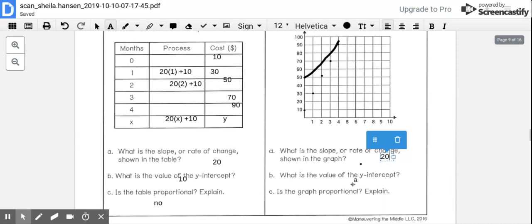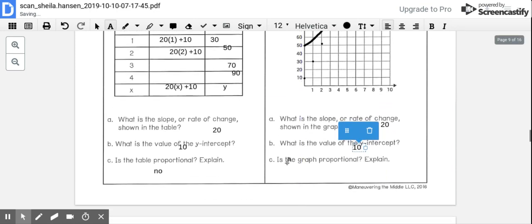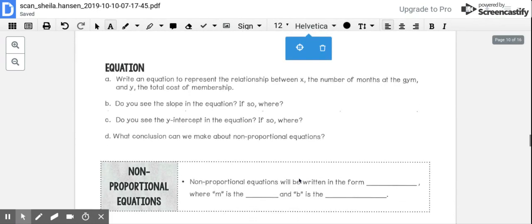What is the value of the y-intercept? That would be this. It would be 10. And then is it proportional? We know it's not. You should write down why it's not so you can refer back to this. You could say the graph doesn't go through the origin. It starts at 10. And really that's what you should say for a graph.